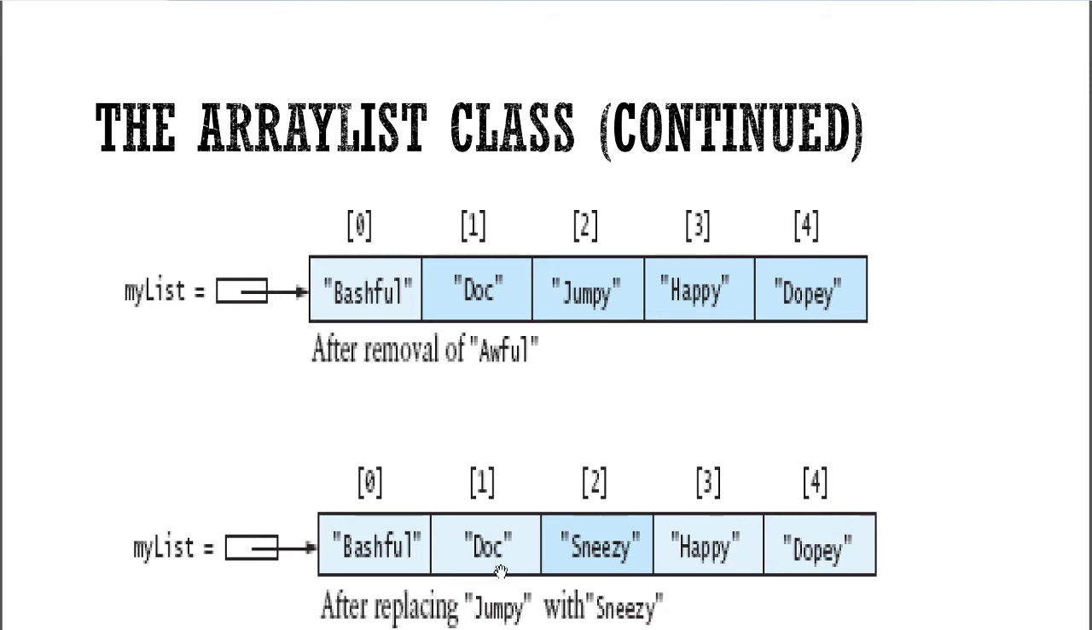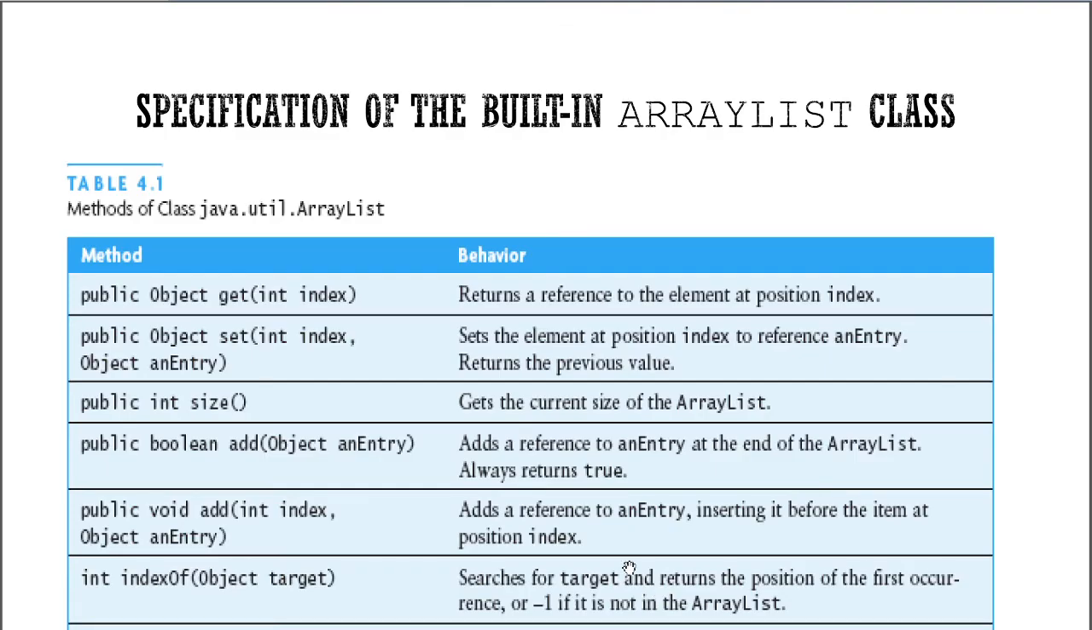Let's say I want to replace jumpy with sneezy. So you can directly go to position 2 and replace jumpy with sneezy. These are the available methods in the Java utility ArrayList. Get, and you pass the index. Index is the position of the object in that ArrayList. So you can get which element, which position you want. This method will return an object. Remember, it won't return an integer or a float, it returns an object because this is an ArrayList.